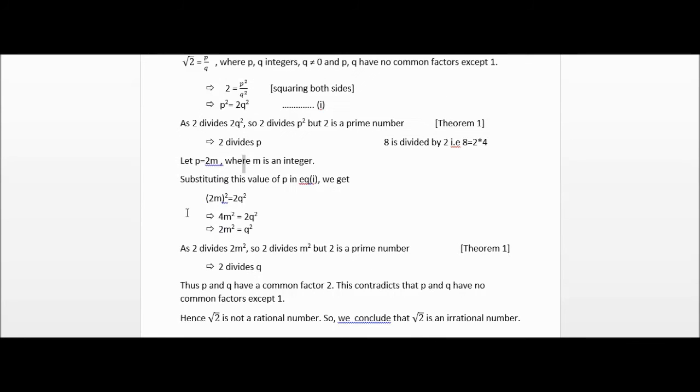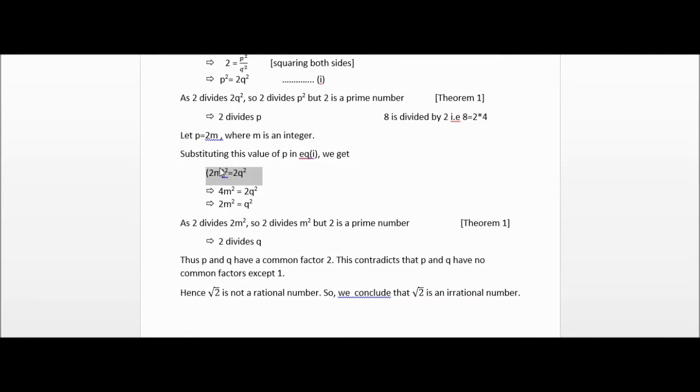Now substituting the value of p in equation 1. What was equation 1? This one. As I am substituting the value of p, that is 2m, in equation 1, in that position p will be replaced by 2m. So the equation will be (2m) whole square equal to 2q square. That implies, evaluating the square, 4m square equal to 2q square. Now we divide both sides by 2, and we get 2m square equal to q square.